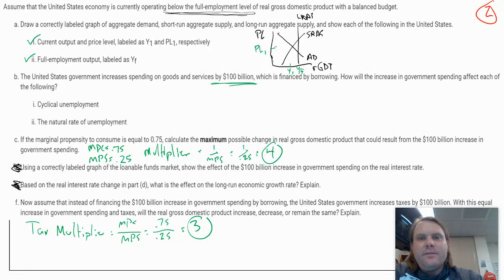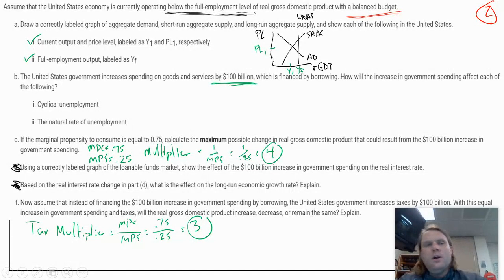Okay, I've got everything labeled. I've got Y1, PL1. I've got my full employment. I'm knocking out some easy points. I shouldn't be missing any of those points there. All right, we're going to ignore the balanced budget part. It's going to play a role in a different unit, but that has to do with D and E. We're not going to worry about that too much right now.